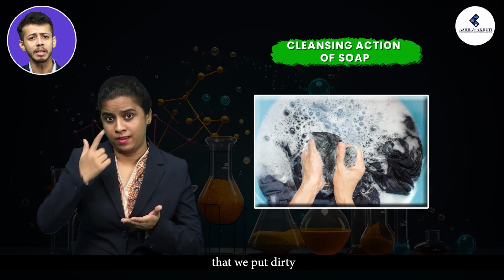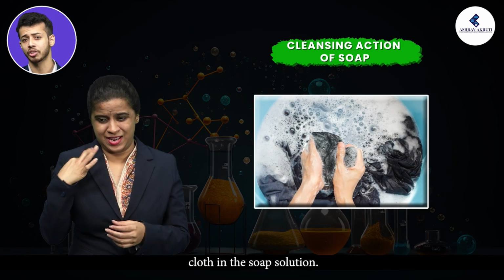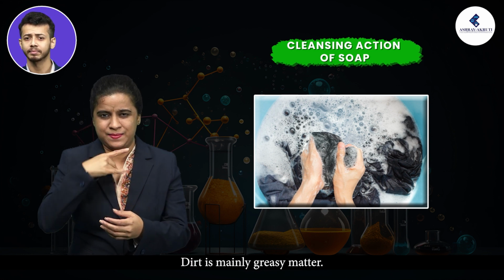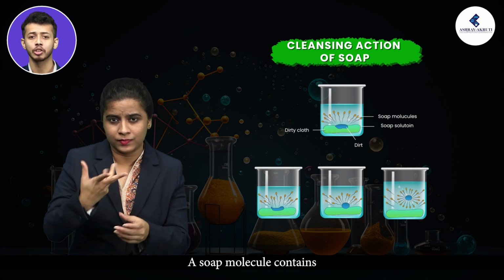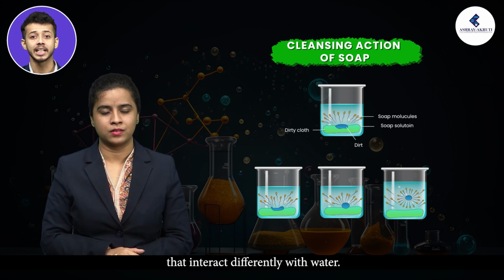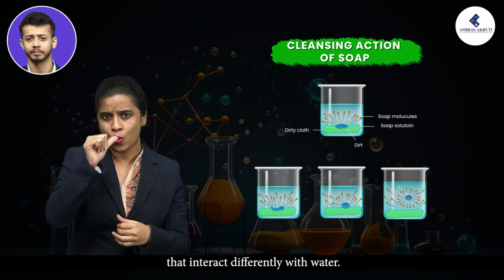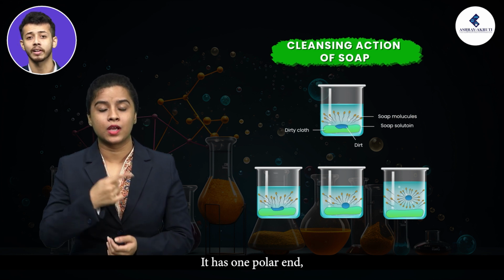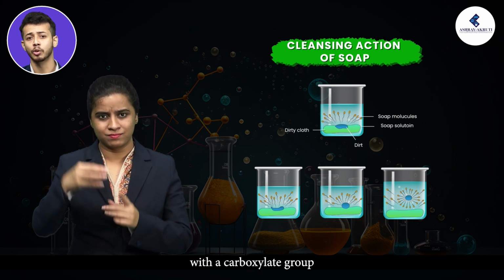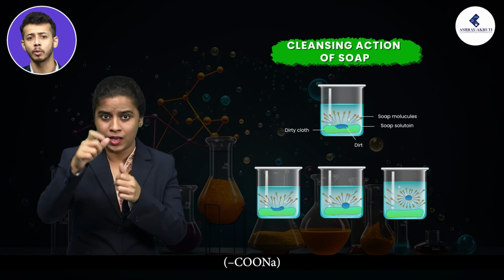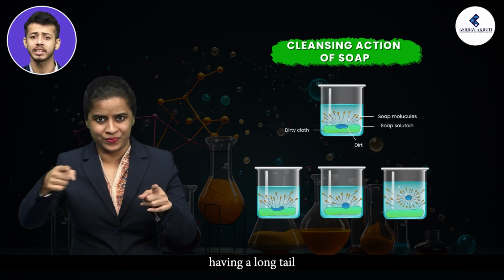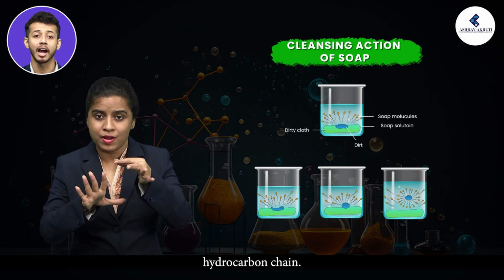Suppose that we put a dirty cloth in the soap solution. Dirt is mainly greasy matter. A soap molecule contains two chemically distinct parts that interact differently with water. It has one polar end, which is a short head with a carboxylate group, COONa, and one non-polar end having a long tail made of the hydrocarbon chain.